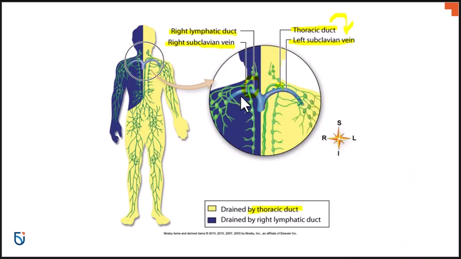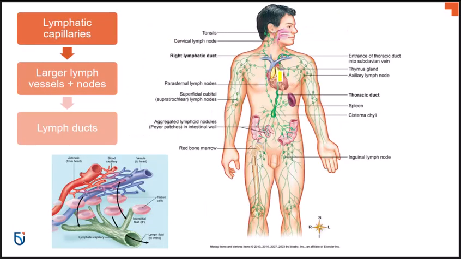So this image here is showing you where those ducts drain into the subclavian vein, whereas this slide here was showing you the thoracic duct at a bit of a lower level in the thoracic area.